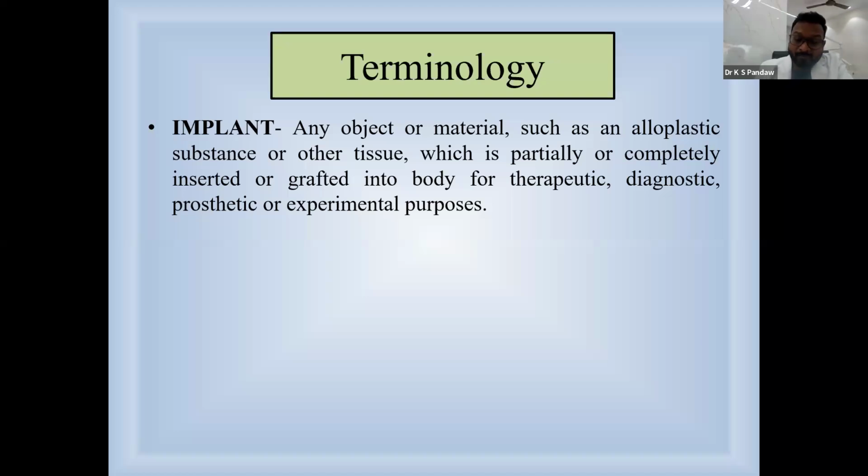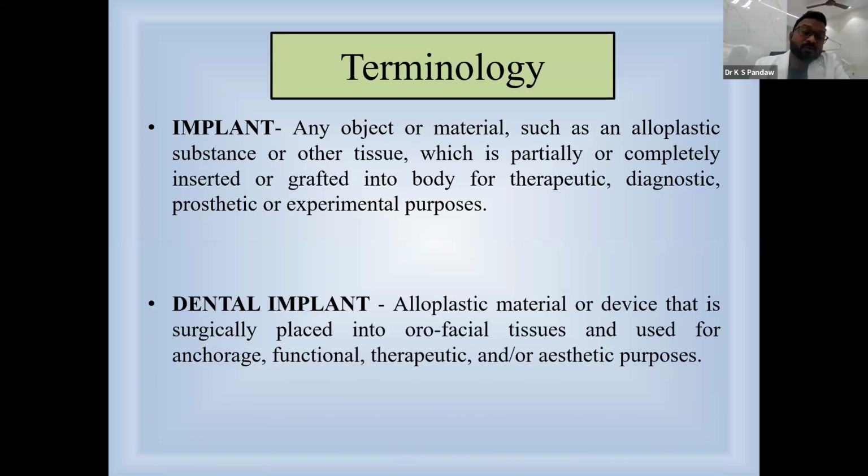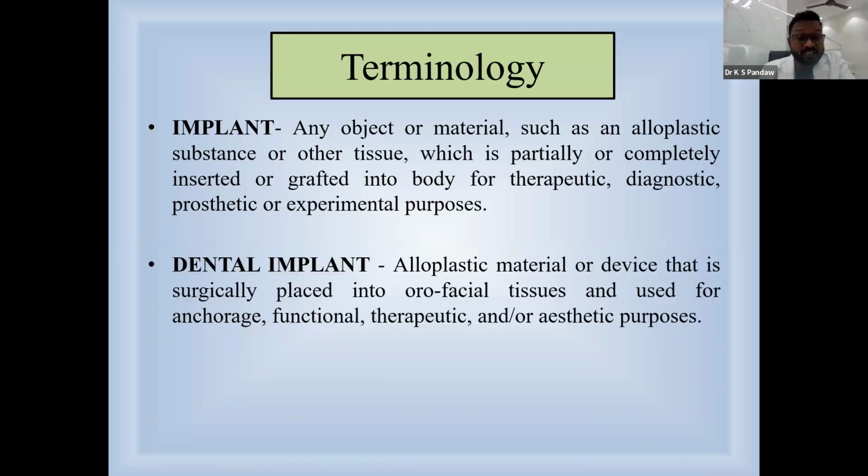And what is a dental implant? The implant which serves the purpose of teeth is called a dental implant. It means any alloplastic material or device that is surgically placed into the orofacial tissues and used for functional, therapeutic, and aesthetic purposes is called a dental implant.